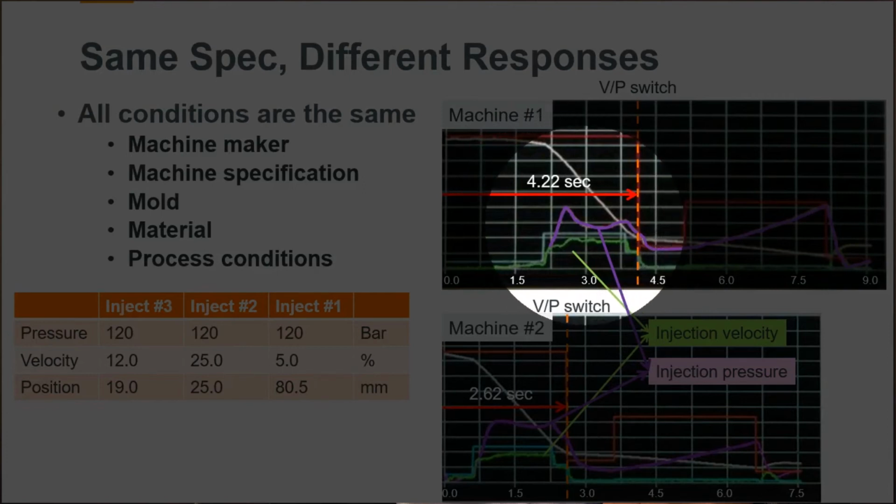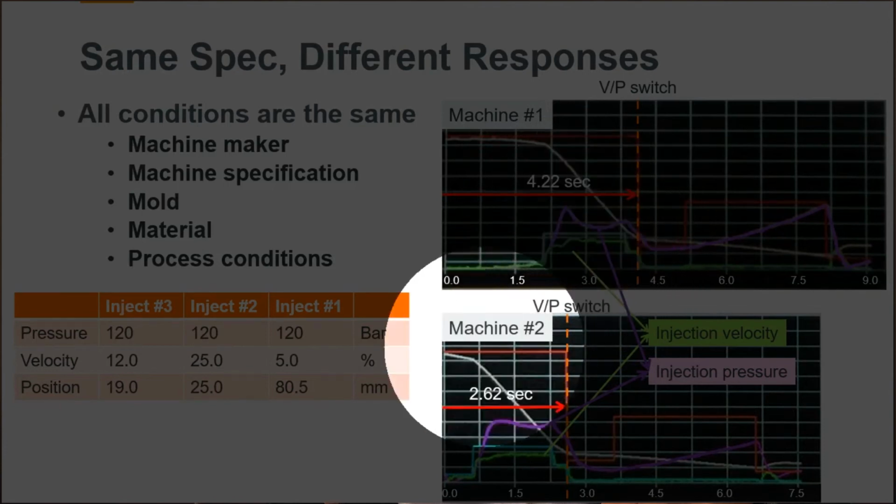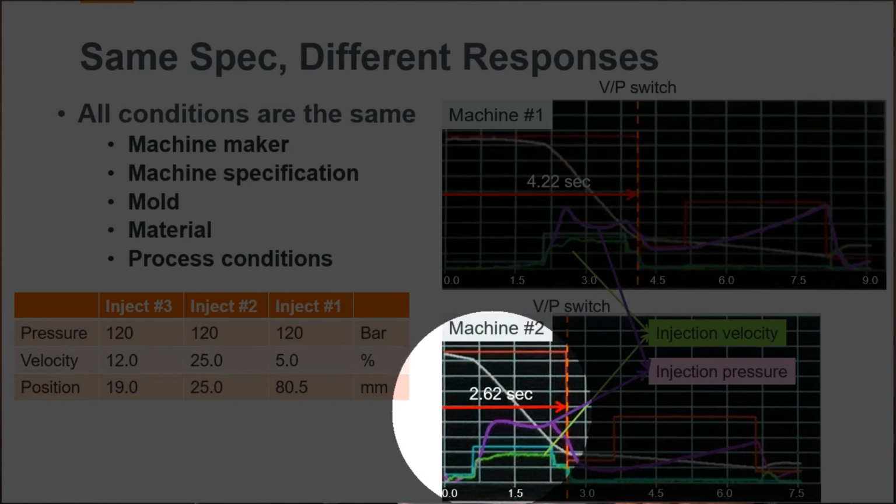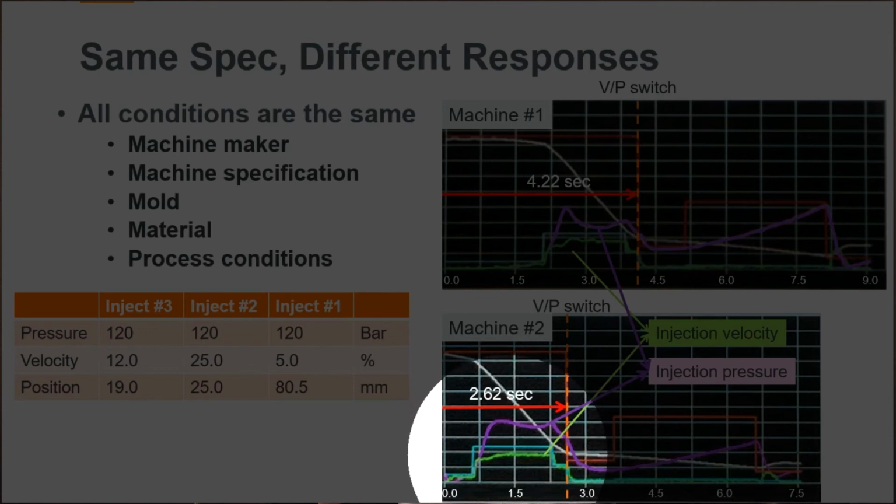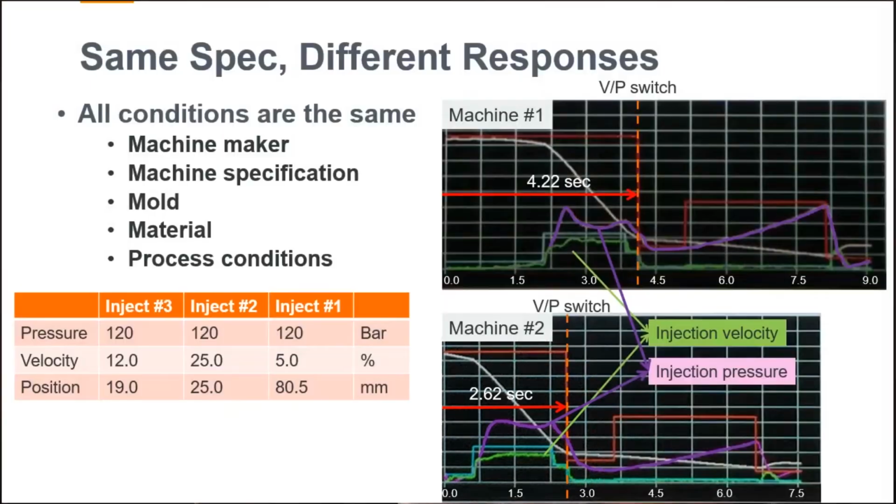And not just the response time, if we look at the injection stage, machine number one has two peaks. The first peak is higher than the second peak, as you can see over here. Machine number two also has two peaks during the injection stage, but these two peaks have the same injection velocity value. So these two identical machines have different response time, and also different velocity value response. So even if we have identical machines, we recommend users to do separate machine characterization service.